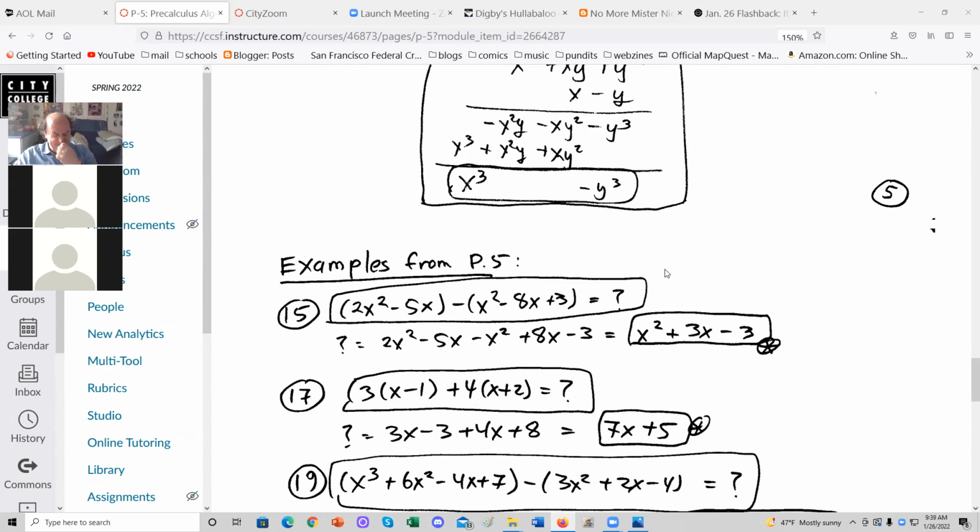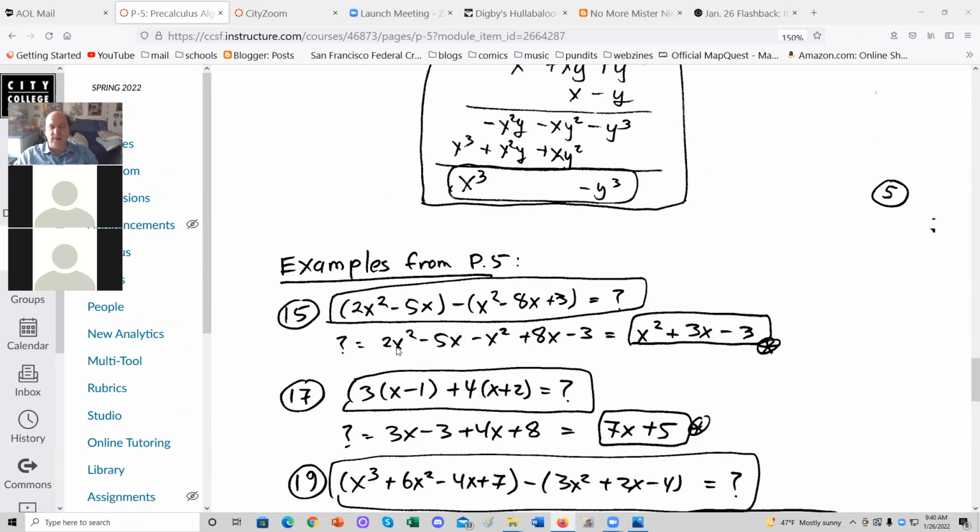So for example, here we have a difference of polynomials. 2x squared minus 5x minus the quantity x squared minus 8x plus 3. Okay, first thing to do is distribute the negative sign over these three terms. So 2x squared minus 5x minus an x squared minus a negative, which is plus an 8x minus a 3.